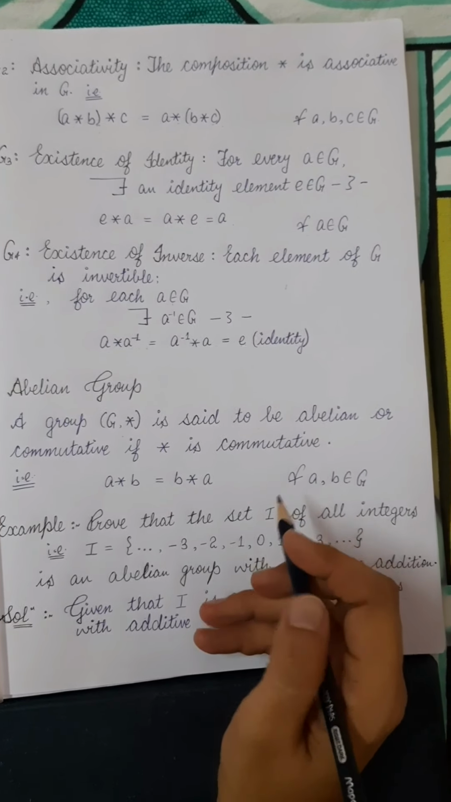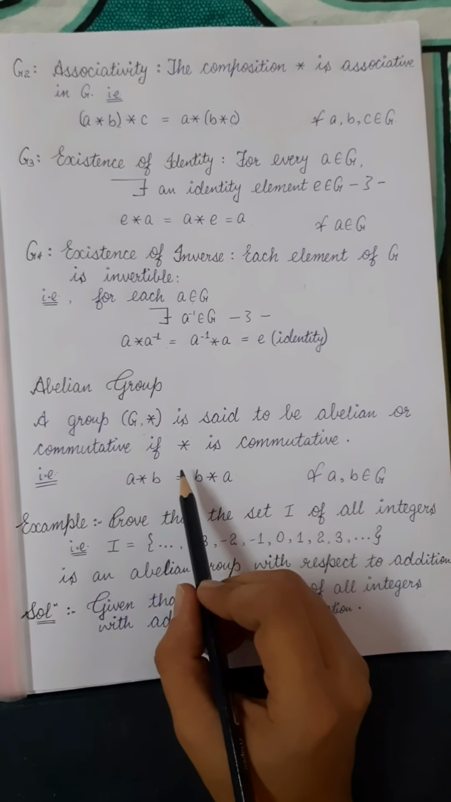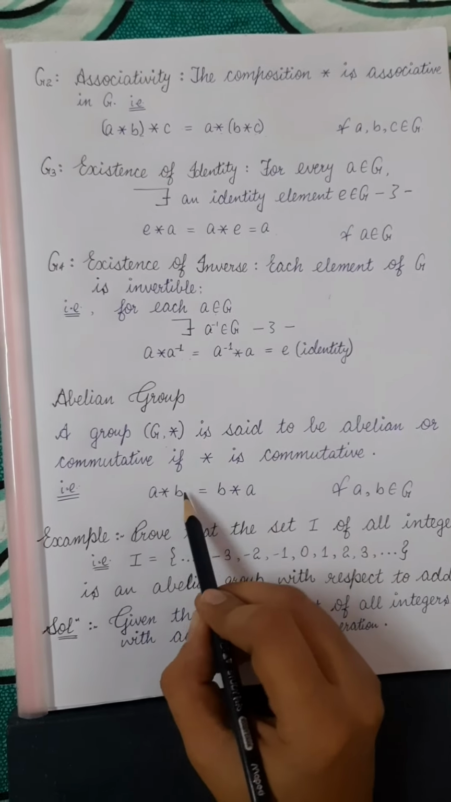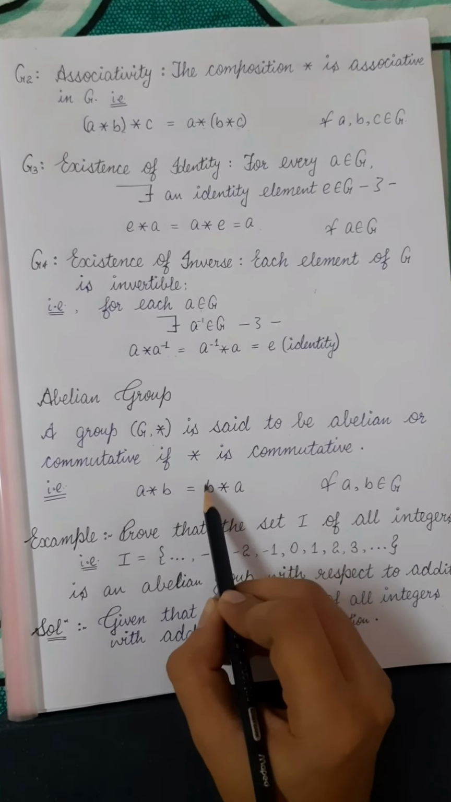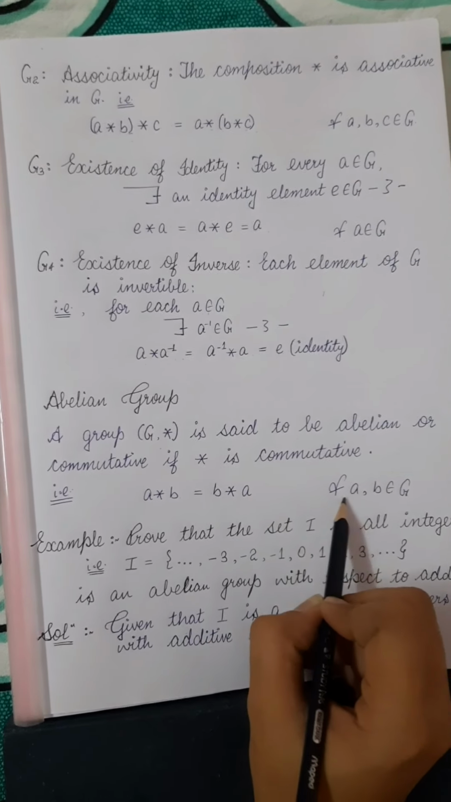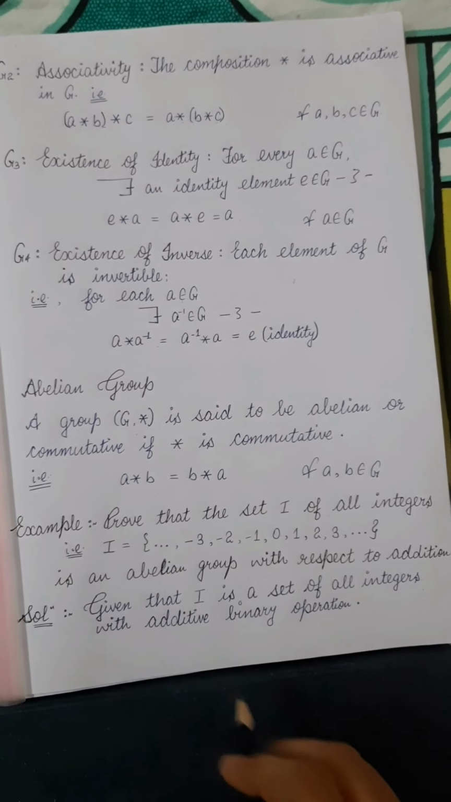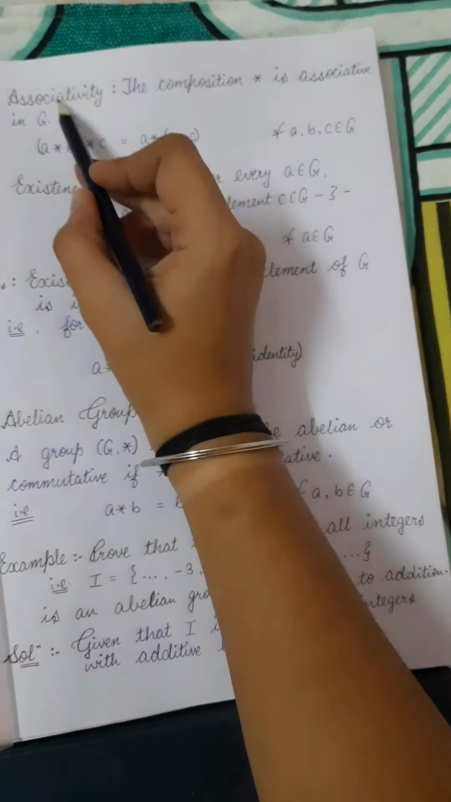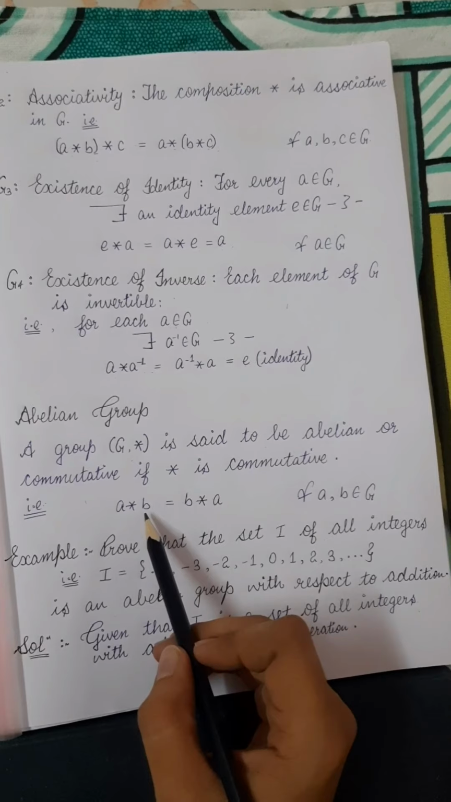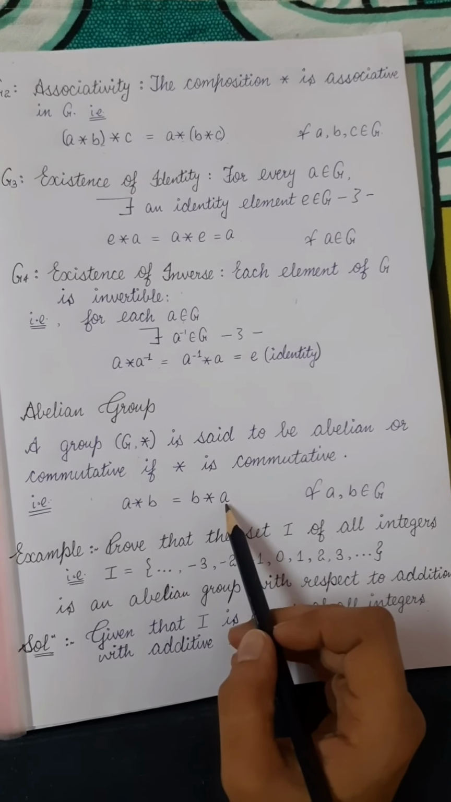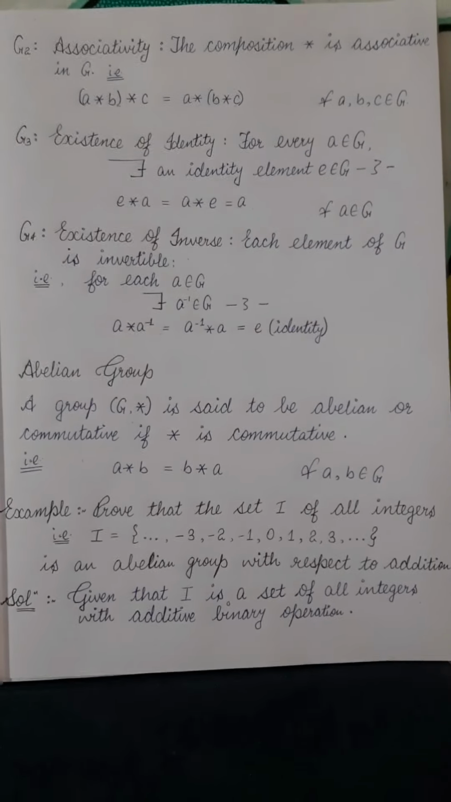So, again the question arises, what is the commutative property? The commutative property is that for any two arbitrary elements a and b in set G, if a asterisk b gives the same answer as b asterisk a, for all a, b belongs to G, then it is said to be commutative. If all five properties, closure, associativity, identity, inverse, and commutativity, are satisfied, then the group is called an abelian group. Now, we will take an example of an abelian group.